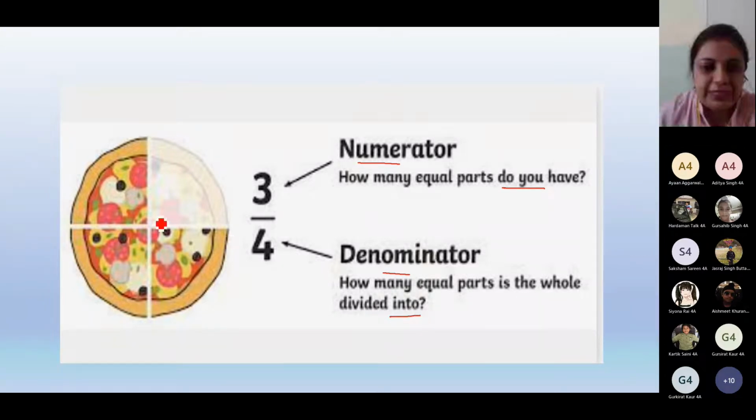Now what is this? This is a pizza. It is divided into 4 equal parts. Suppose one of you ate 3 parts. Okay, so how much pizza did you eat? It is 3 by 4. It is a fractional part. 1 part is remaining and you ate 3 parts. So the fraction is 3 by 4. It means you ate 3 parts out of 4 equal parts.